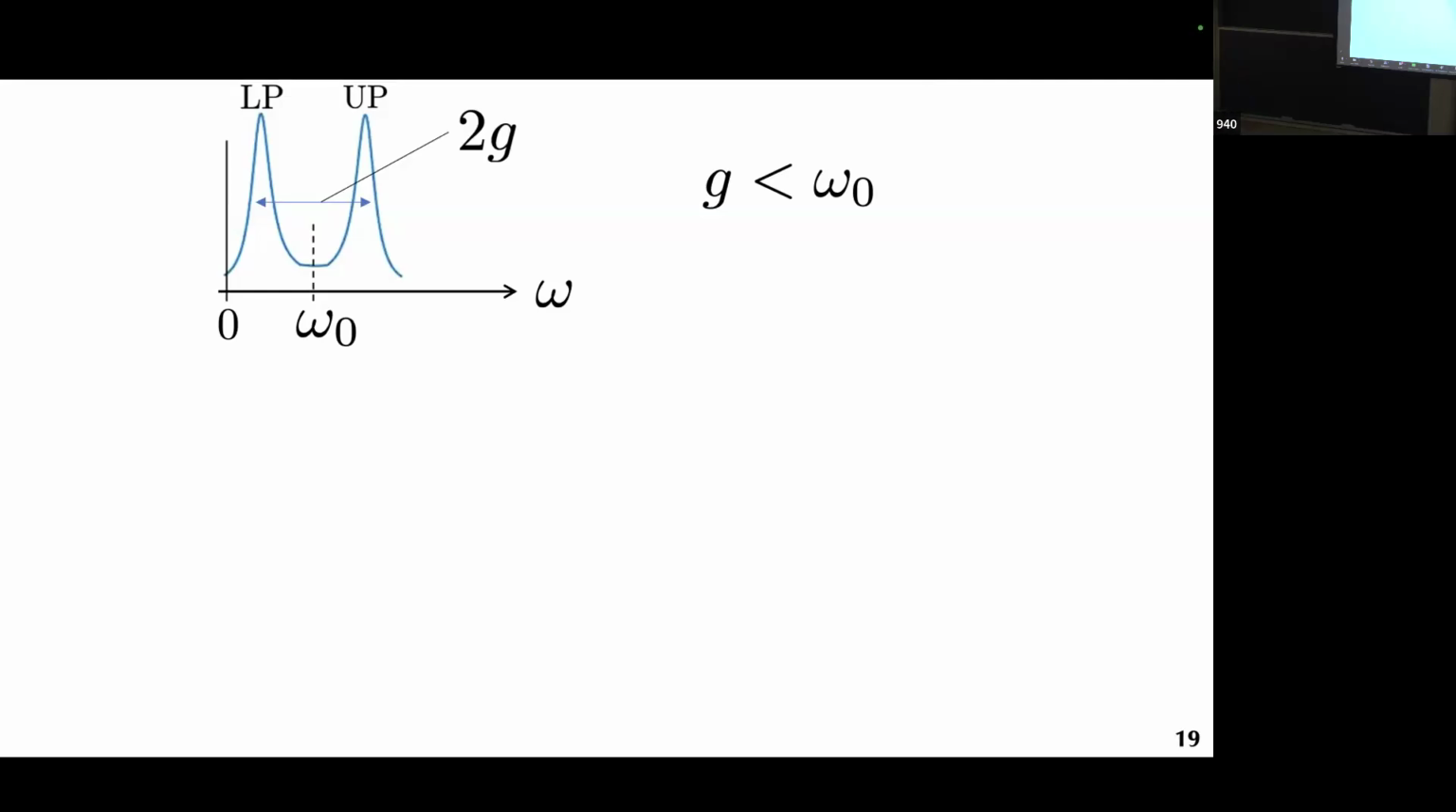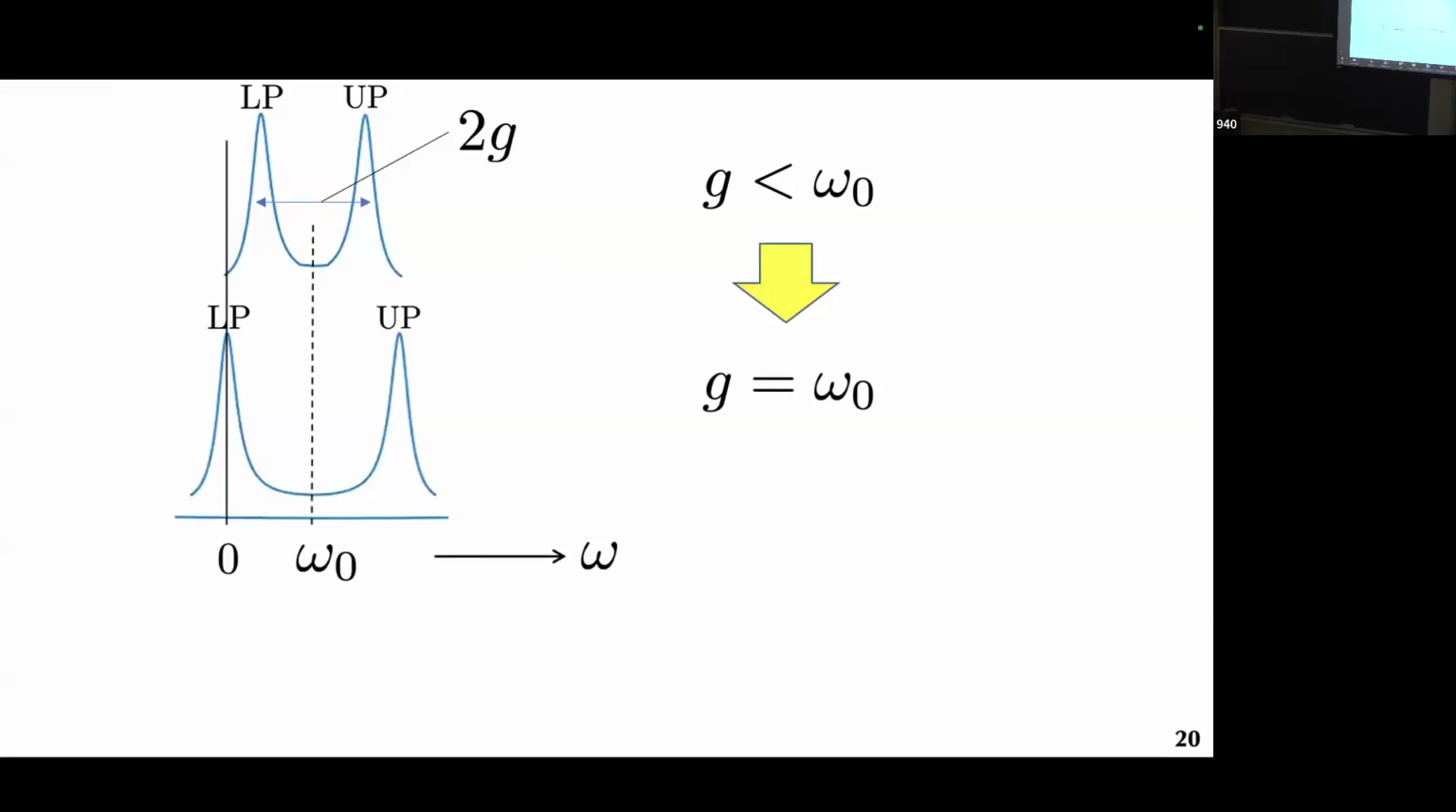Suppose we are in the strong coupling regime, ultra strong coupling regime, but still G is smaller than omega naught. So here the middle, this is a lower polariton, this is an upper polariton, the separation between the two is 2G, but G is still lower than omega naught. But if you increase the G, light matter coupling, to make G equal to omega naught, what happens is the lower polariton frequency becomes zero, because the center frequency is omega naught, and this energy separation is G.